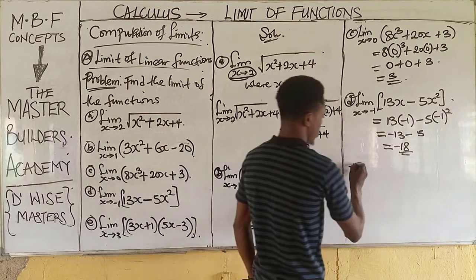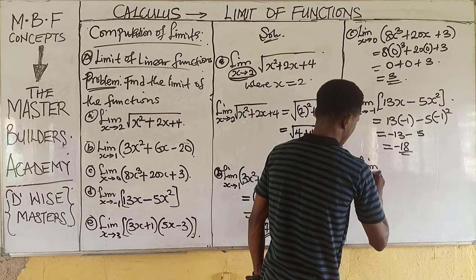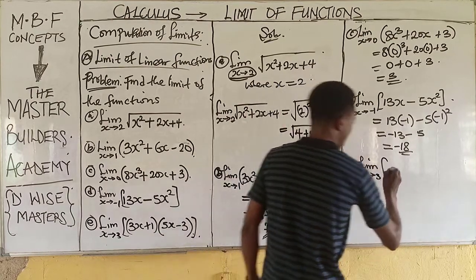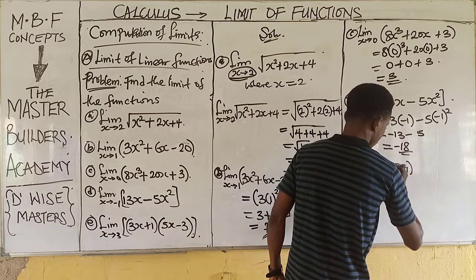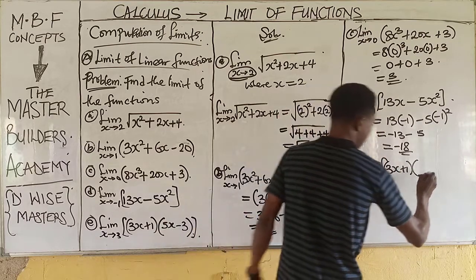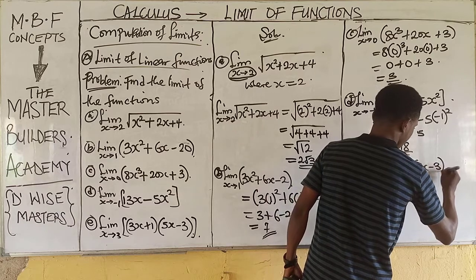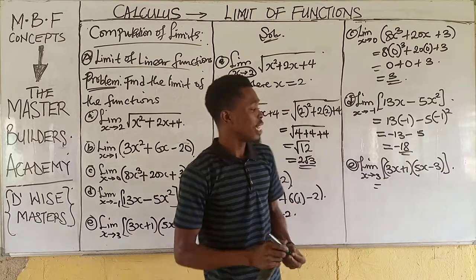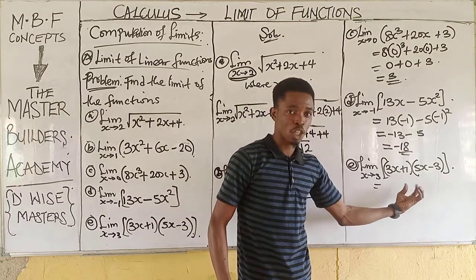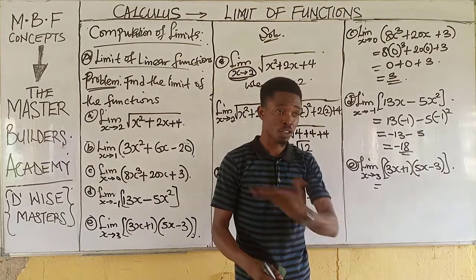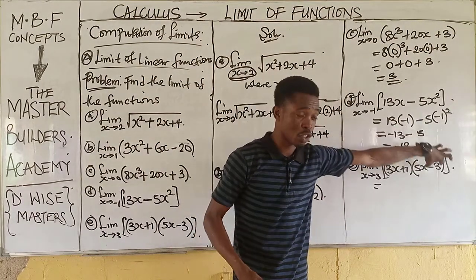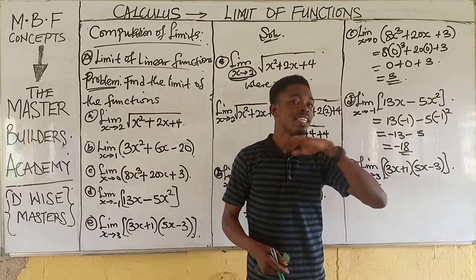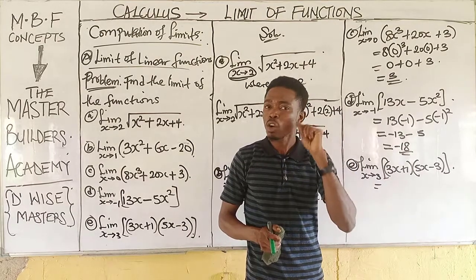Now we have the very last question on the board. We have the limit of x tends to 3, then we open a bracket. We have 3x plus 1, then we have 5x minus 3. All we need to do is to check. This is a linear function. Of course, it appears to be in products, just like when we're looking at the product rule in differentiation. When we have the product of two linear functions, we call it a product function. But here, there is no numerator, there is no denominator. This is what you should pay close attention to.